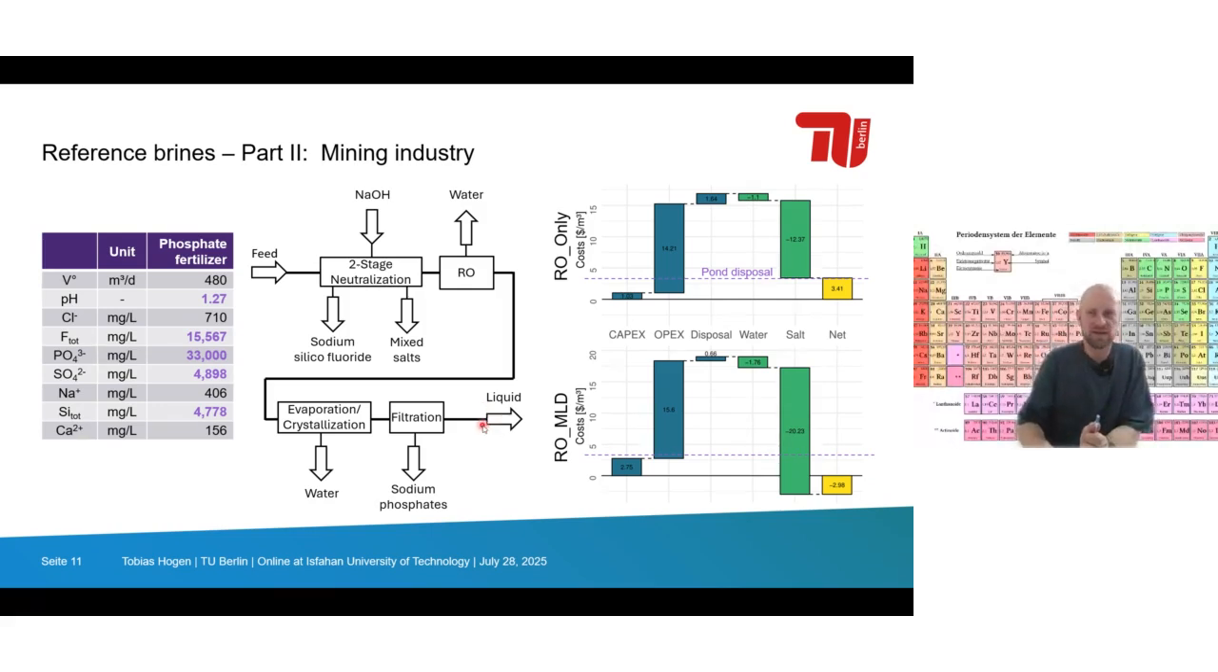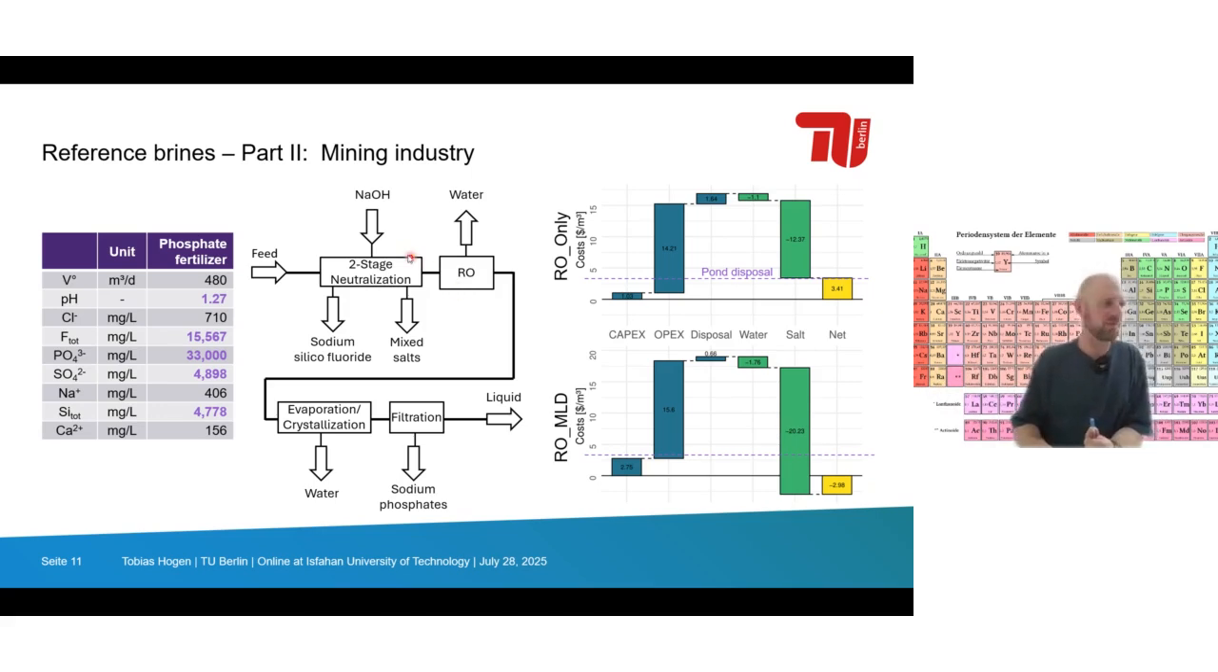So if we look at the cost balance here, we see CAPEX, okay, it's moderate, lower than $3 per cubic meter. OPEX are really high. Why are they high? On the one hand, of course, there's the energy input for the RO and evaporation, crystallization, but the biggest share is the chemical input of the sodium hydroxide. Disposal costs are low, water costs are moderate, but here we see a big green negative cost. These are the benefit from our salt.